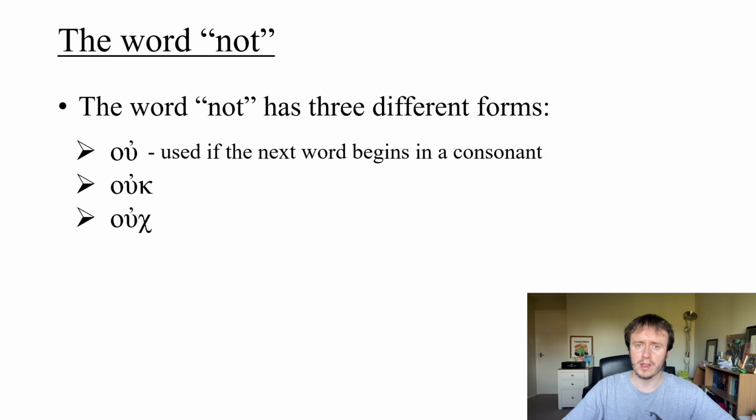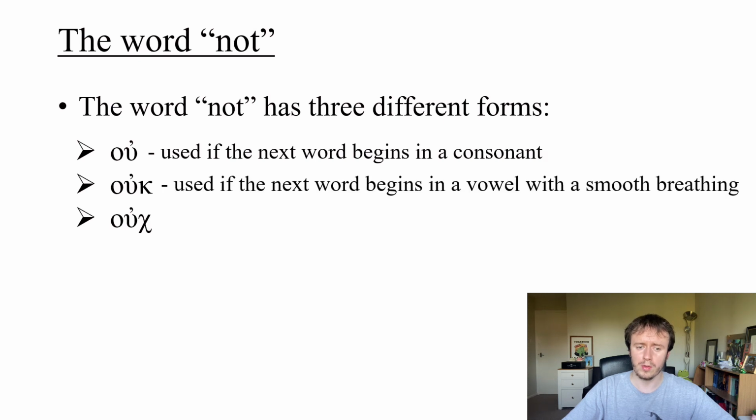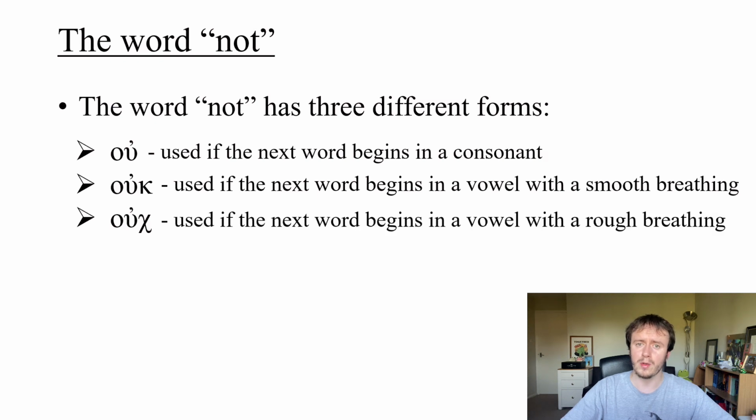However, the second form, ouk, will be used if the next word begins in a vowel with a smooth breathing. And the final form, ouch, will be used if the next word begins in a vowel with a rough breathing. So that is when each of these three forms of ou is used. Now I should mention that when I say if the next word begins in a vowel, that might be an individual vowel or a diphthong. I'm speaking about vowel sounds in general, so it could be one vowel, but it could also be a diphthong.